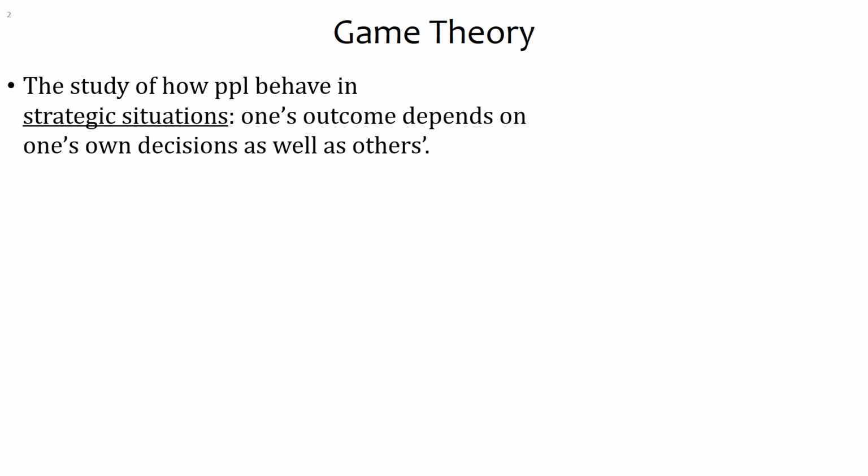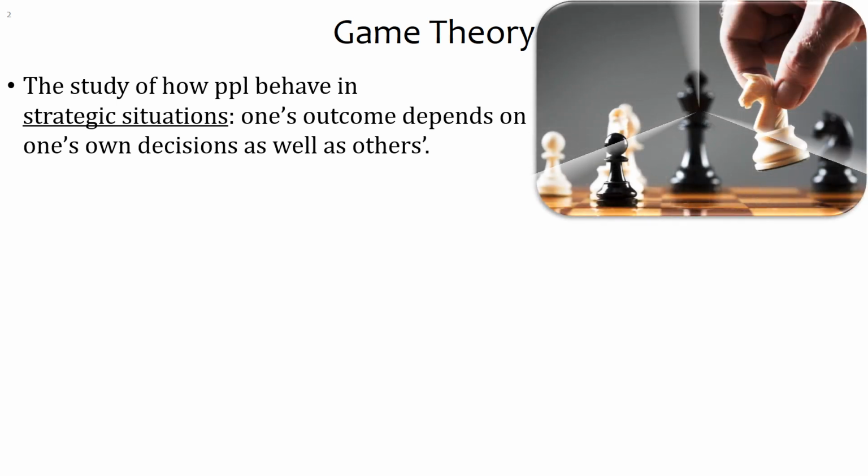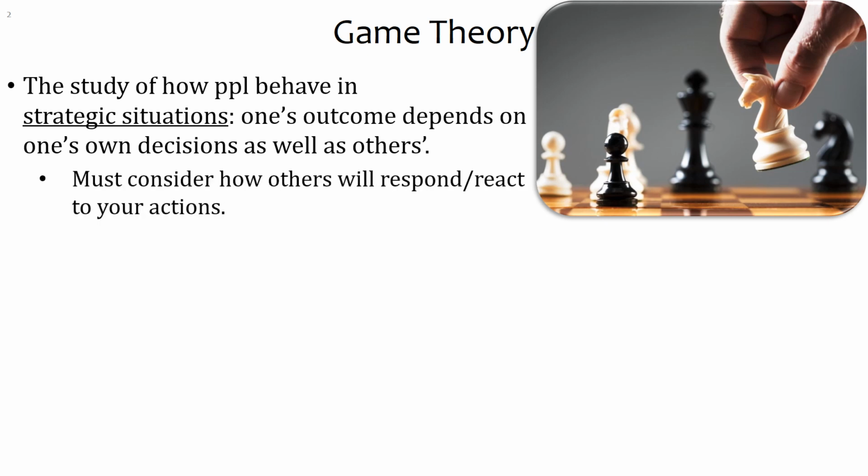A good way of thinking about it is a game of chess. When you play chess, what you do is not enough, but also what other people do. So there's an interaction between the two people. So you must consider how others will respond and react to your actions. And in a way, all of our behavior is really a form of strategic situation because usually or almost always we are involved with other people and their actions also figure into our results, right? That's why game theory has a lot of applications in everyday life.